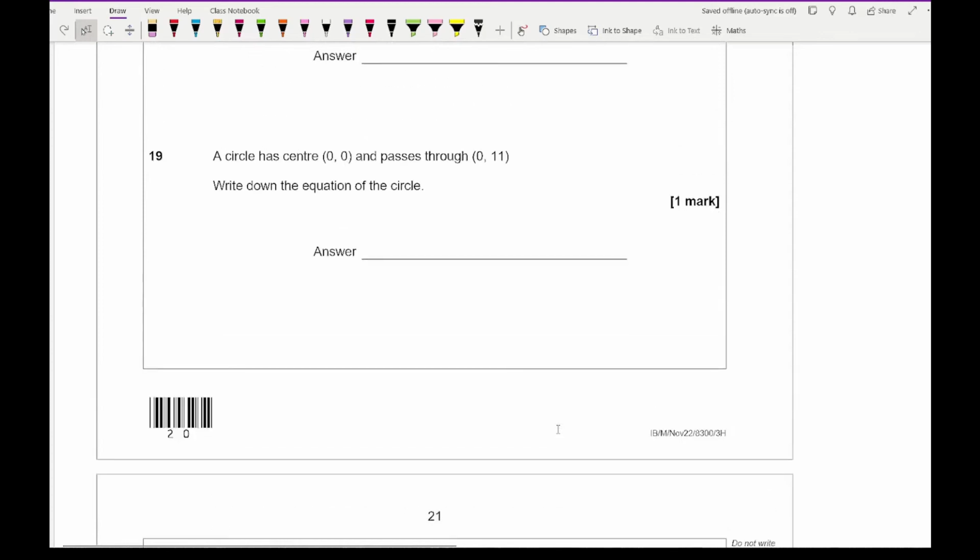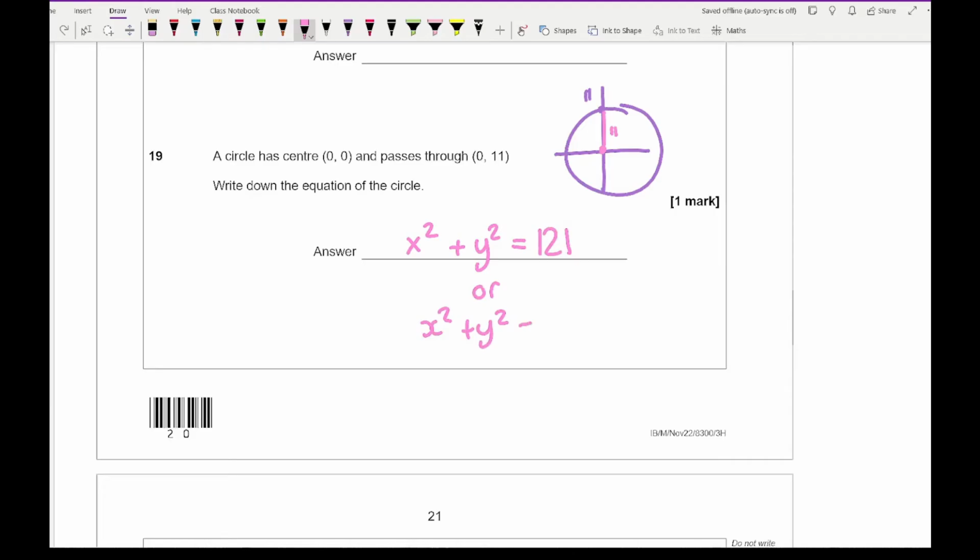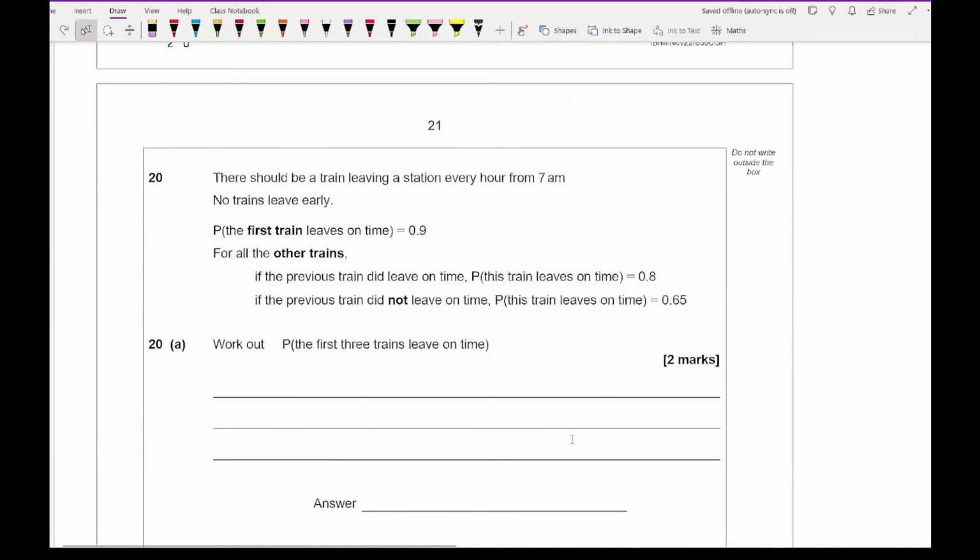Then moving on to question 19, it says that a circle has centre at 0, 0 and passes through 0, 11. Write down the equation of the circle. Well, if it passes through 0, 11, then that means that the radius is going to be 11. So then the equation of the circle is going to be x squared plus y squared, and you can either write 121, or you could write it as x squared plus y squared equals 11 squared. So either of those would be absolutely fine.